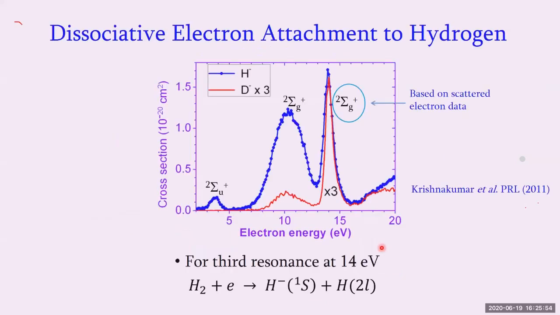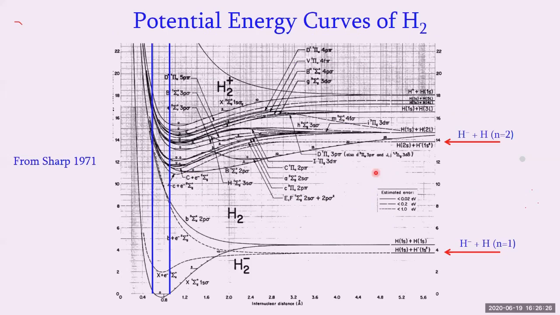Now, we are going to talk about the electron attachment to hydrogen. So hydrogen has basically three resonances, one at 4 eV, one broad resonance centered at around 10 eV, and another sharp one at around 14 eV. So these two resonances have been identified as 2Σu+ and 2Σg+ based on the angular distribution measurements. And based on electron scattering data, this resonance has been identified as a 2Σg+ resonance.